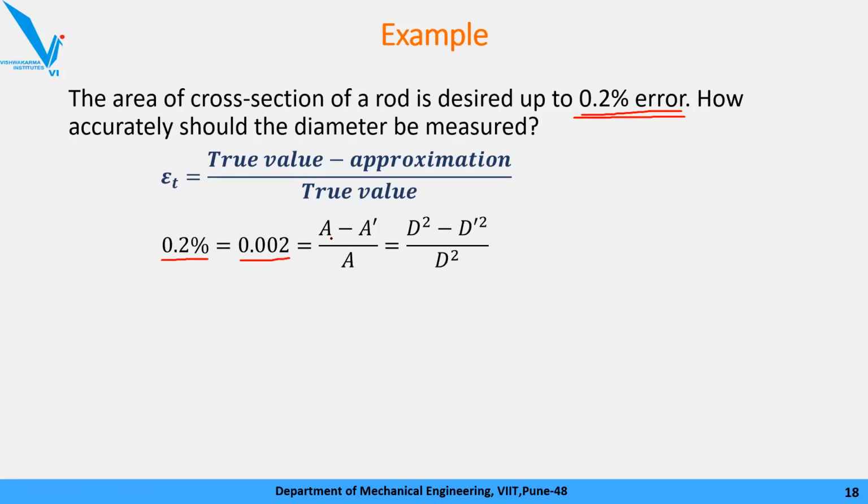Now the area is allowed this much, so the formulation becomes capital A minus A dash divided by A. Capital A is the true area minus capital A dash, the approximate area, divided by the true area. We know that we calculate the area of a shaft with pi by 4 d square. So pi by 4 d square in the numerator, and in the denominator also pi by 4 d square. So all the pi by 4 will get cancelled. What we have in our hand: d square minus d dash square divided by d square.